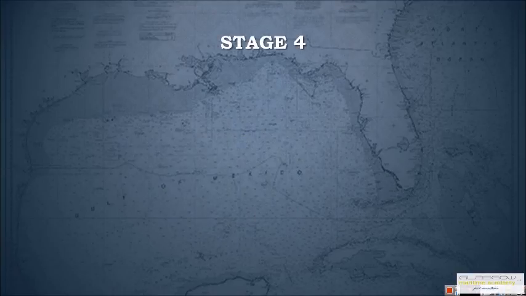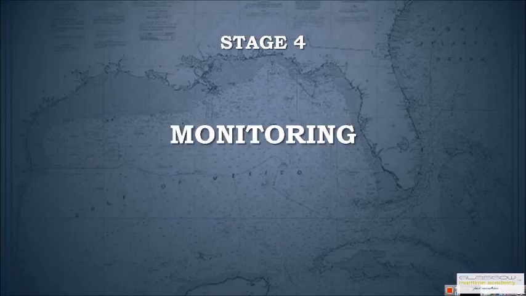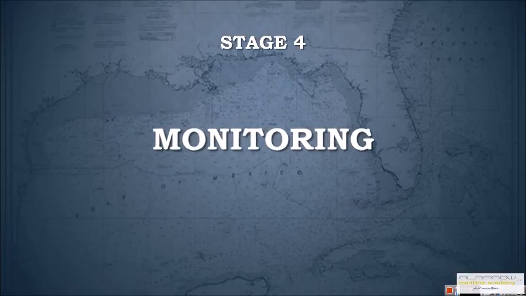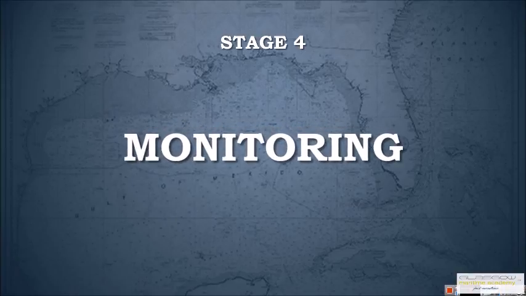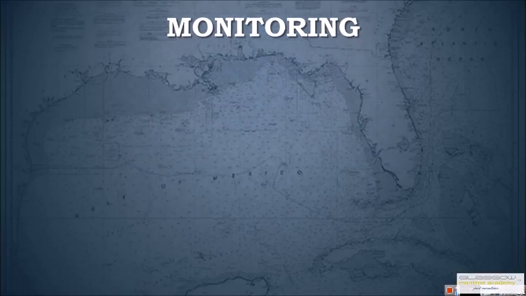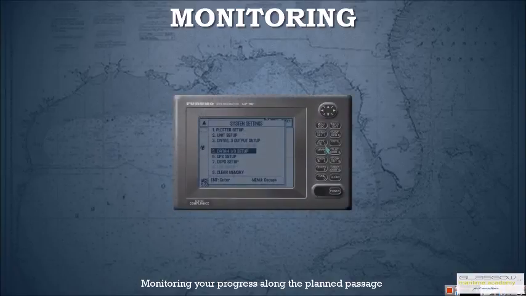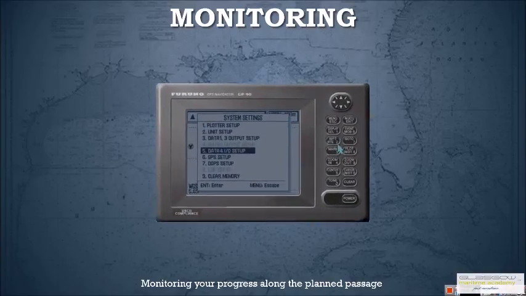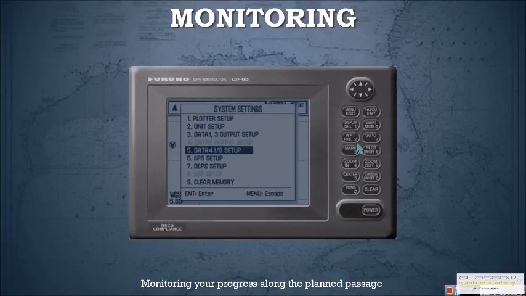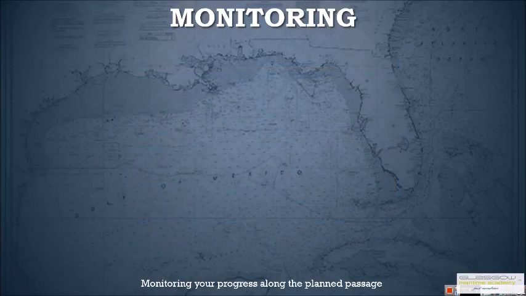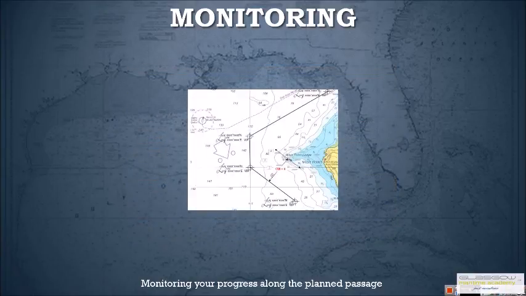The last stage is monitoring. Monitoring is basically monitoring your progress along the planned passage using various means, like using GPS to plot your position at regular intervals, making sure you are on the planned track. You would use other means like radar or visual means or celestial means to plot your position on the chart at regular intervals.